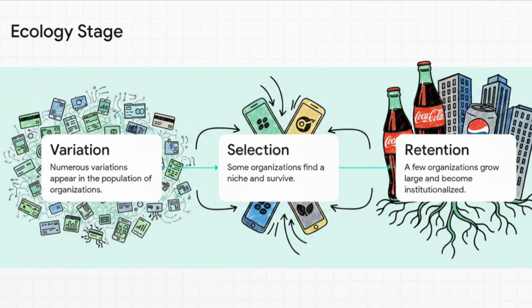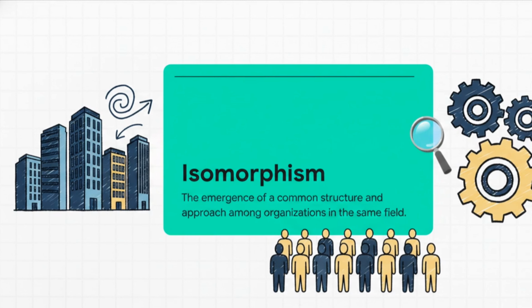Step 3 is retention. A few chosen organizations grow massively and become deeply institutionalized, dominating their space for decades, much like Coca-Cola and PepsiCo. Ever notice how every modern coffee shop suddenly has exposed brick walls and hanging Edison bulbs? Institutional theory calls this isomorphism. It's the emergence of a common structure and approach among organizations in the same field, causing them to eventually resemble one another. They basically adopt these structures and aesthetics to please outsiders and maintain legitimacy within their environment's norms.